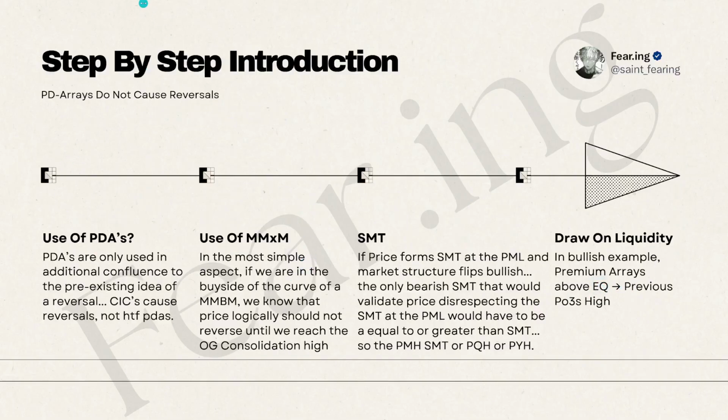So why do PD arrays not matter as much as we think? The reason for that is because we know that PD arrays do not cause reversals. SMT causes reversals. Cracks and correlations cause reversals. Specifically, some type of sequential SMT or high time frame PSP, which for reference is a crack and correlation, that is what causes reversals, not some random high time frame PD array. Now, what PD arrays can be used for is additional confluence to the pre-existing idea of a reversal.